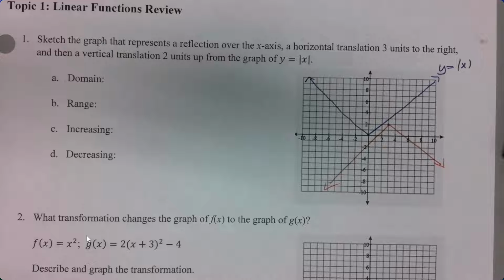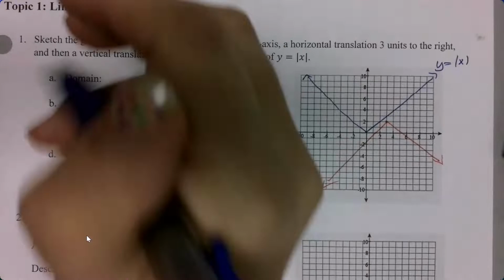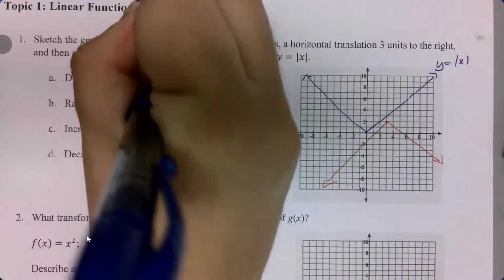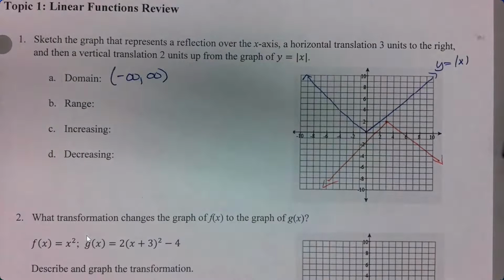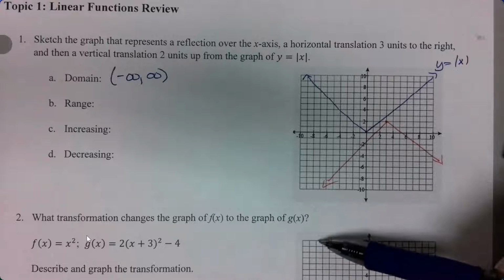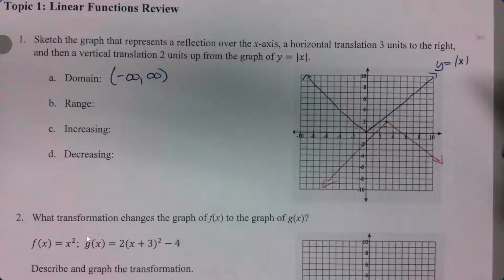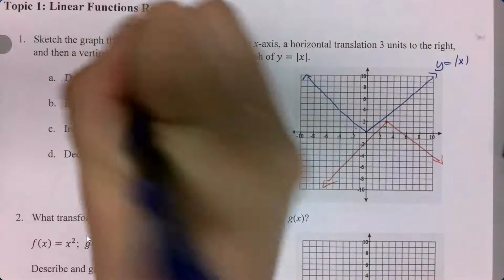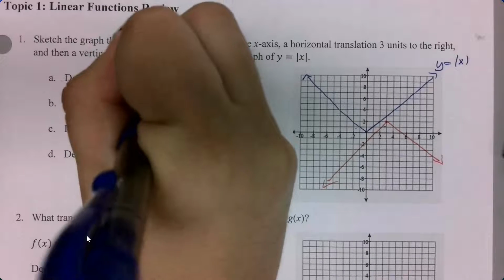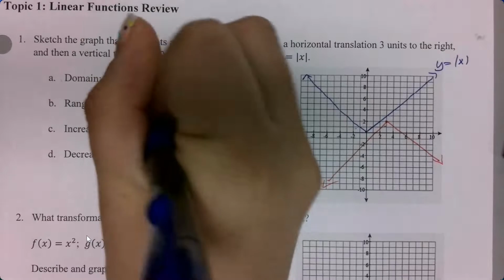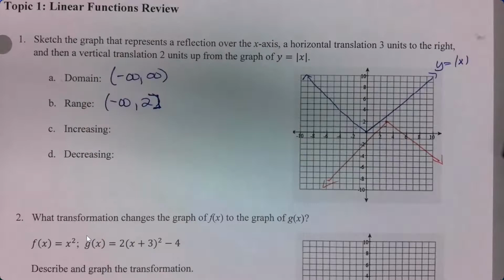I need to give my new domain. So my domain here is going left forever and right forever. So I'm going to write my domain as -infinity to +infinity. My range is my possible y values. It goes down forever, but the highest point it goes up to is 2. So my lowest point is -infinity. My highest point is 2. And it can include that 2, so I want to actually make sure I have a square bracket there.